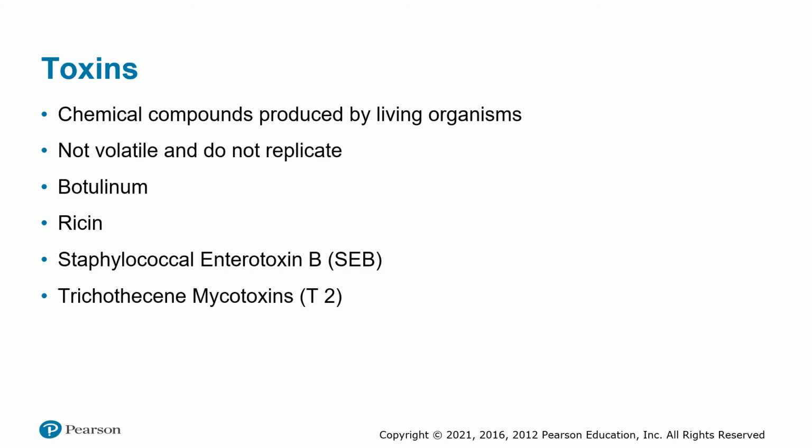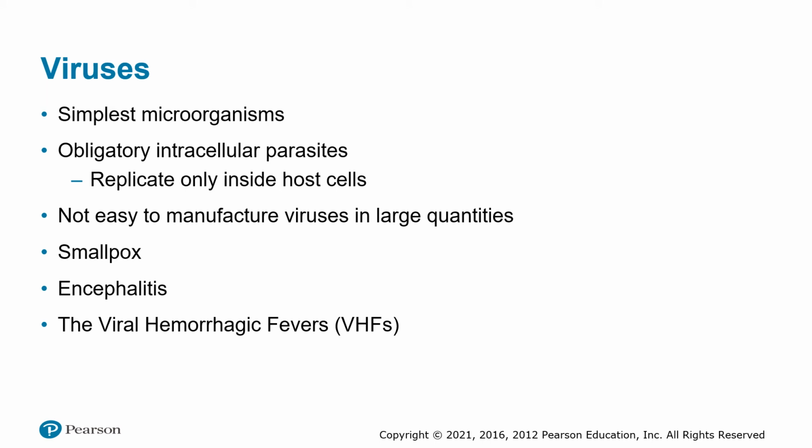Toxins are chemical compounds produced by living organisms. They're not typically volatile and do not replicate. Examples are botulinum, ricin, staphylococcal enterotoxin B, and trichothecene mycotoxins, or T2. Viruses are the simplest microorganisms. They are obligate intracellular parasites that replicate only inside host cells. They are not easy to manufacture in large quantities. Examples are smallpox, encephalitis, and viral hemorrhagic fevers as well.